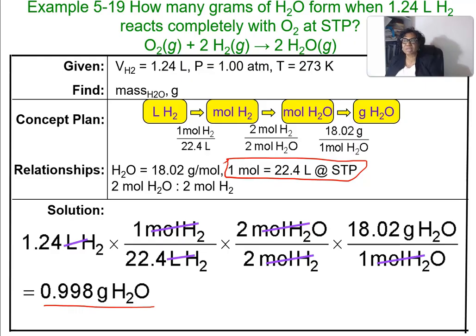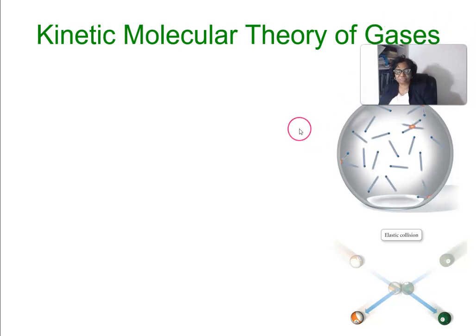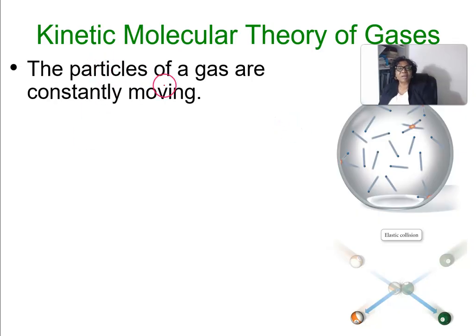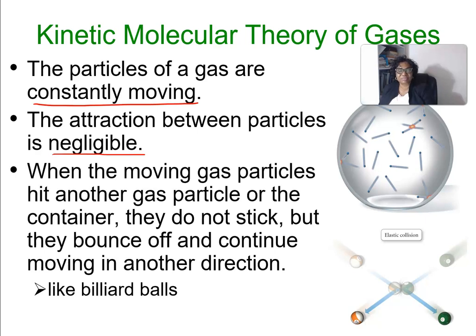Those are the examples. Now let's talk about the kinetic molecular theory of gases. The particles of a gas are constantly moving. So the attraction between particles is really negligible. The particles don't attract one another. They act independently in the gaseous state.